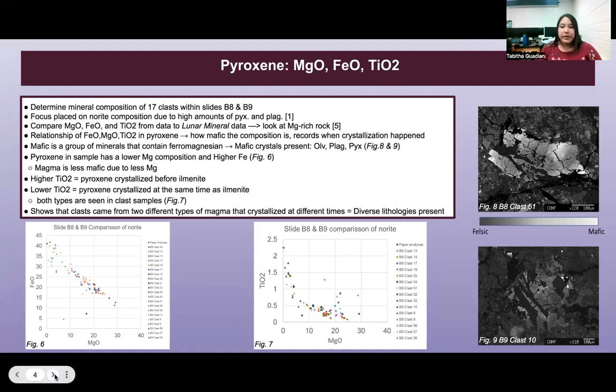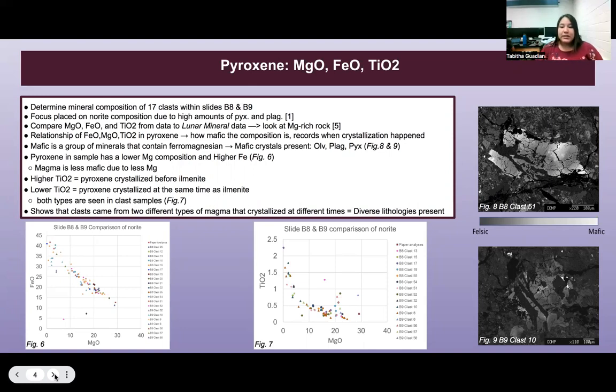These are identified by looking at backscatter images as seen in figure 8 and figure 9. These images show felsic to mafic compositions as we can see on the scale. The plagioclase is one of the more felsic minerals and shows up as opaque, while the pyroxene shows up as a medium to light gray, and these are both fragmented within our images.